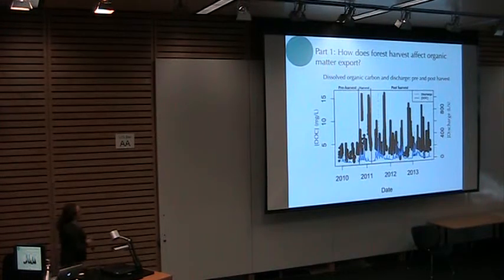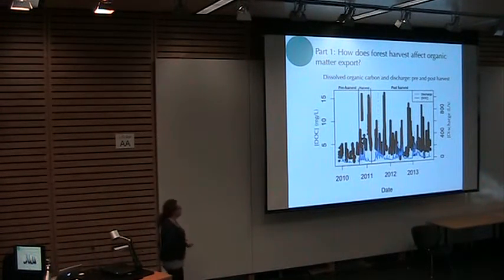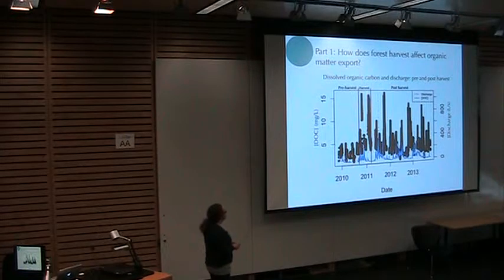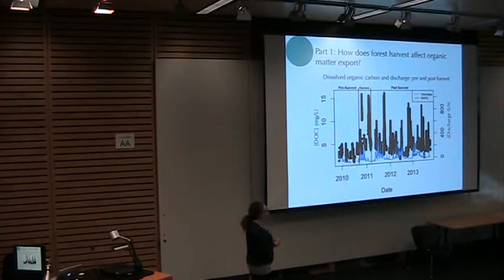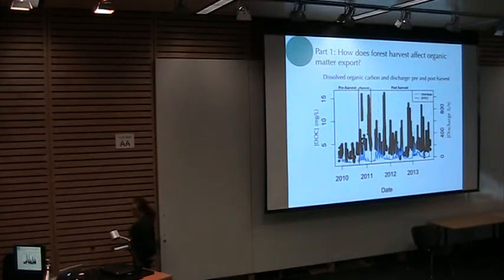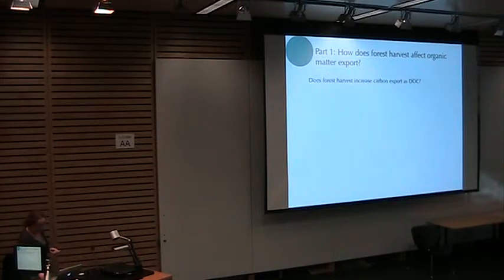So what this has allowed us to do over the past 4 years is have this trace. We can see here's our DOC concentration measured approximately every 30 minutes. And now we can start correlating this with hydrologic parameters such as discharge, in blue, that's also been measured at the site. So the first question that we really wanted to look at is, does forest harvest increase the carbon export as dissolved organic carbon? So the amount of carbon that's actually being exported from the site.